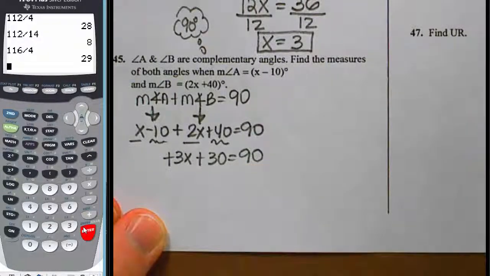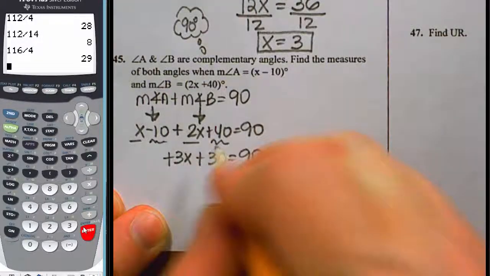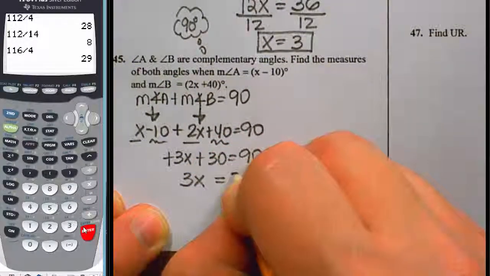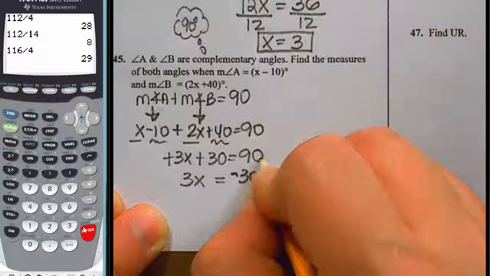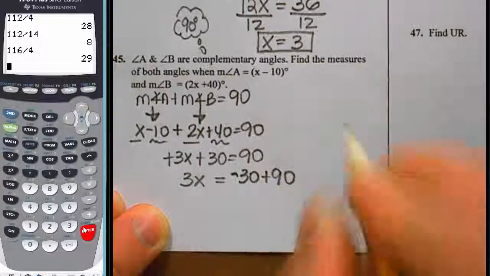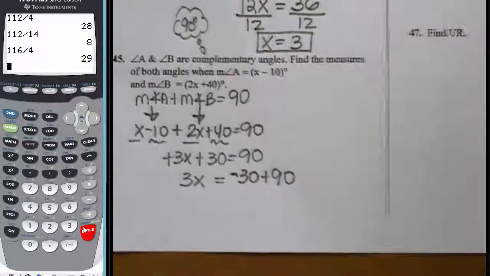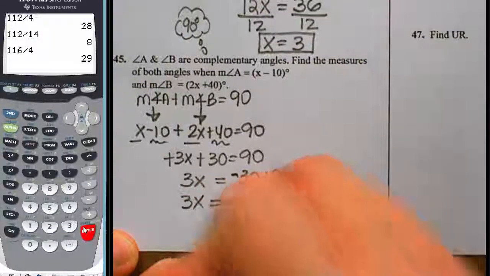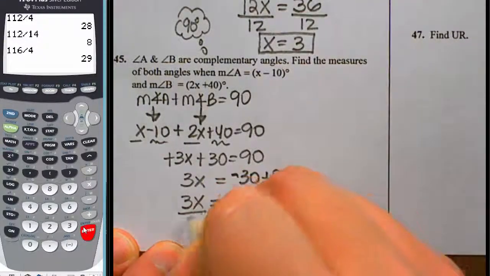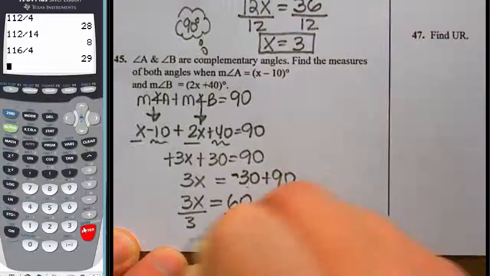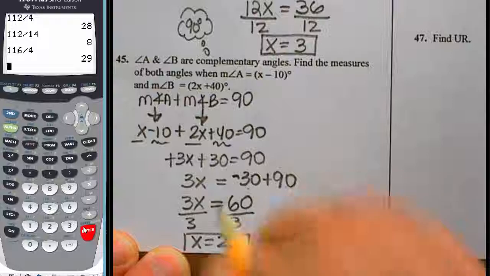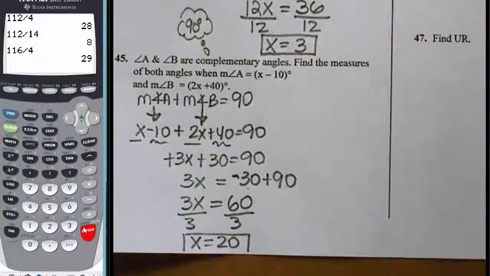And to solve for x, I'm going to move the 30 to the other side. So we're going to bring down the 3x. The 30 goes to the other side, becomes negative 30. The 90 comes down as positive 90. Let's combine like terms. Negative 30 plus 90 is 60. Divided by 3, x equals 20. So we found the value of x to be equal to 20.